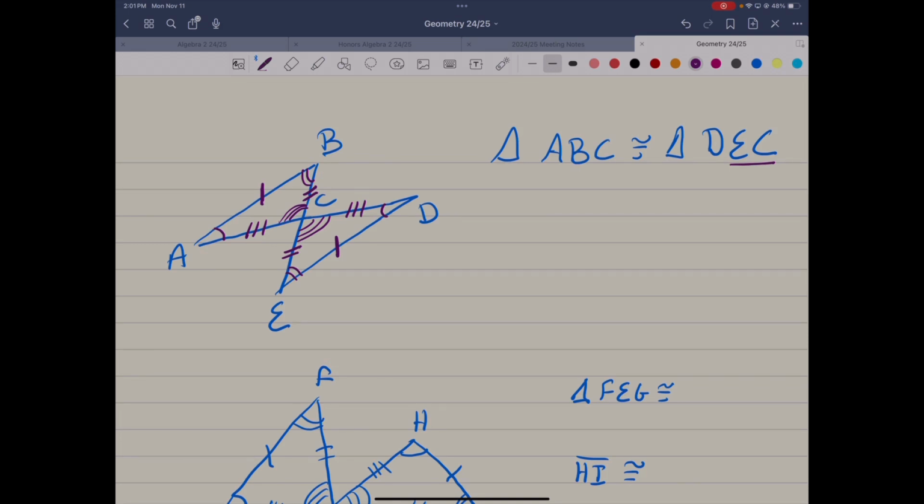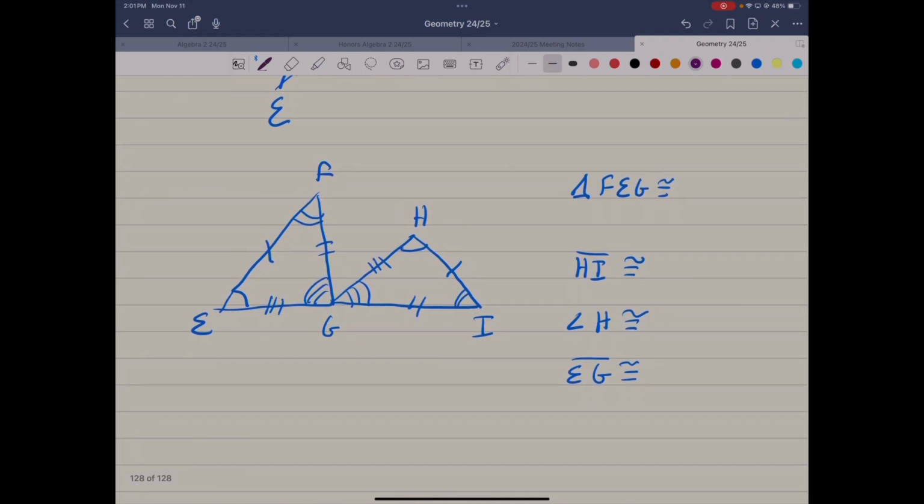Okay, so those are the tick marks for that congruency statement. Again, I do the angles first. One arc, two arcs, three arcs, one tick, two ticks, then three ticks, when I'm doing these. Okay. Any questions with that one?